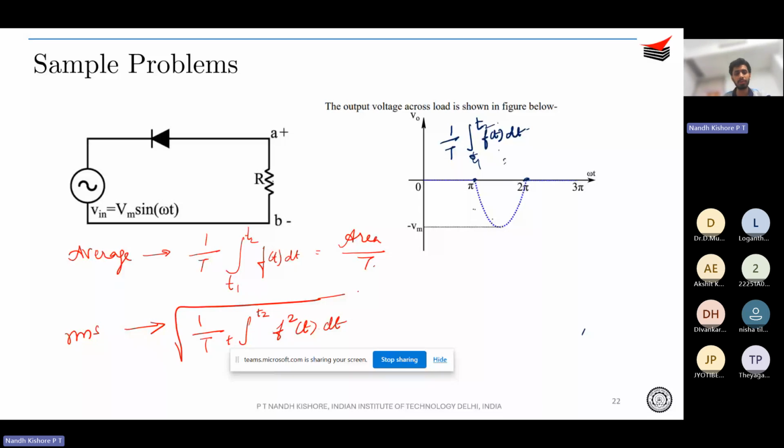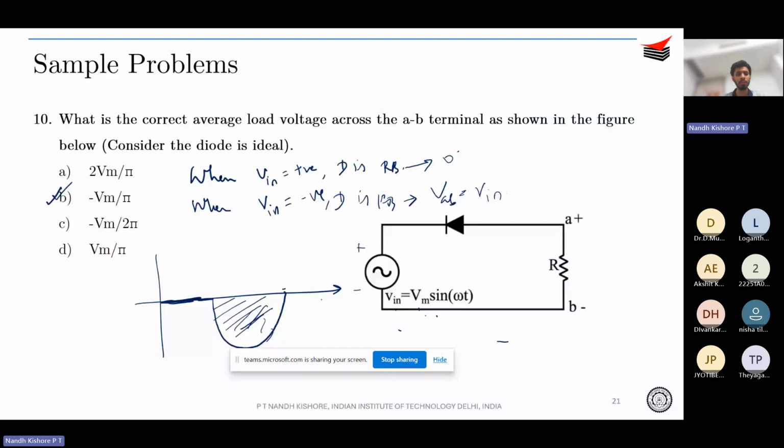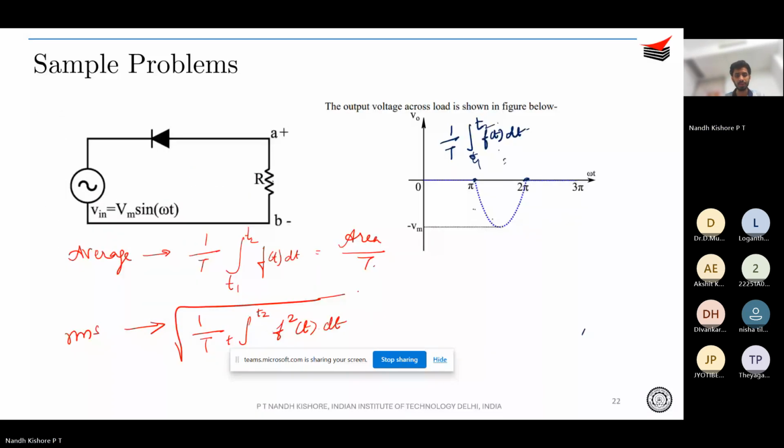Okay. So over here this has been asked for this diode circuit. We just substituted and found the area. You get Vm by pi. Correct, it is minus Vm by pi. Okay. Any doubts so far?